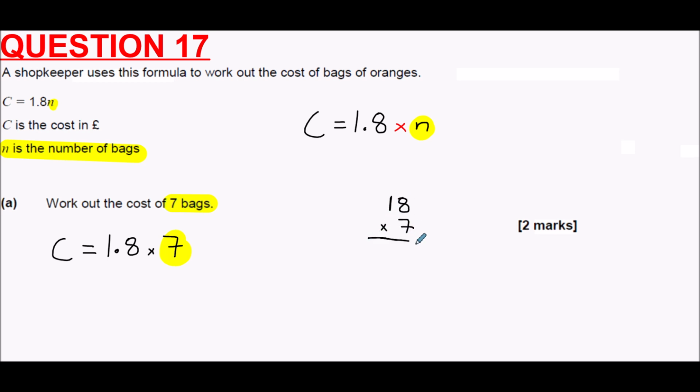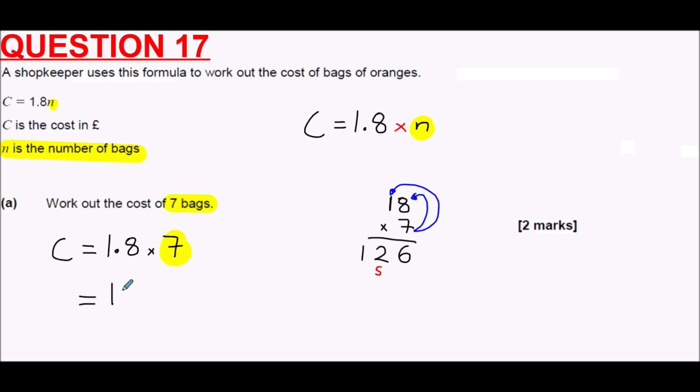Now we can do 18 times 7 any way you like to. I'm just going to do the old-fashioned way I was taught when I was at school. First of all, we need to do 7 times 8. 7 times 8 is 56. So we put the 6 and carry 5 over. Finally, 7 times 1 is 7, plus the 5 we've carried is 12. So that's now 126.